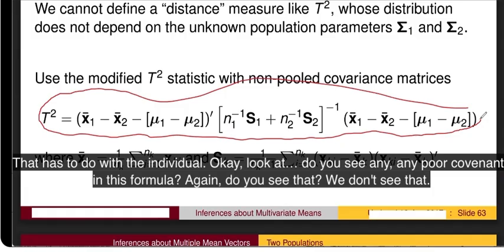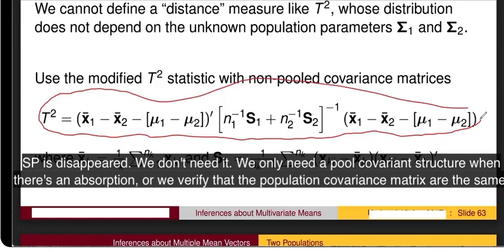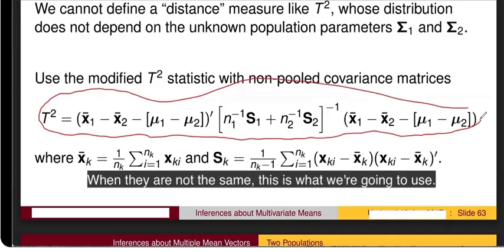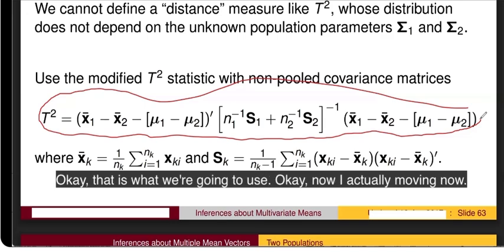Take a look at this formula again. Do you see any pooled covariance in it? We don't see that. S_P has disappeared; we don't need it. We only need a pooled covariance structure when there's an assumption, or we verify, that the population covariance matrices are the same. When they are not the same, this is what we're going to use.